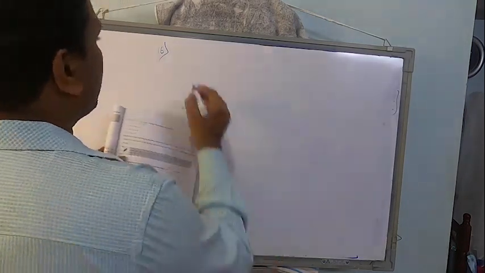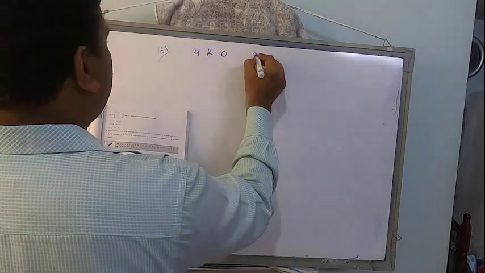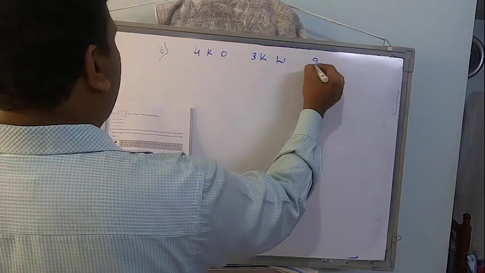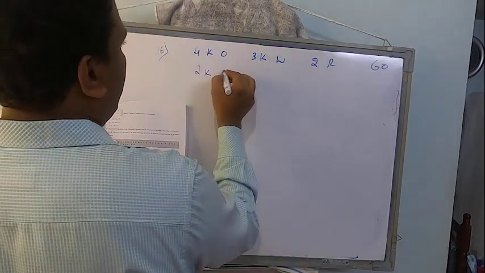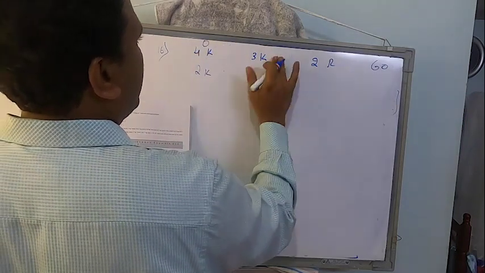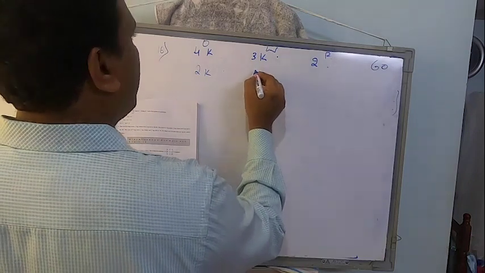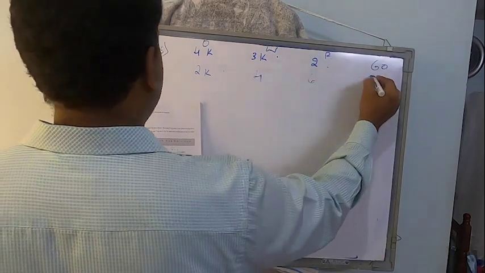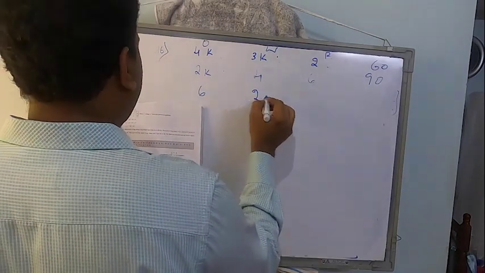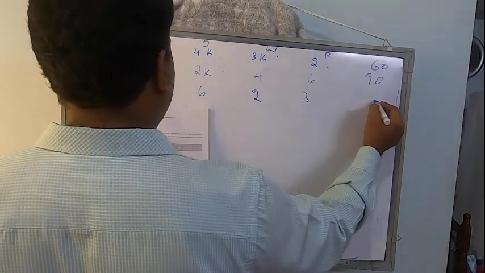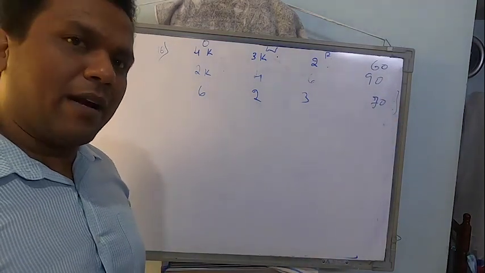Okay, fine. So they said that 4 kg of onion, then 3 kg of wheat and 2 kg of rice will cost me 60. There are 3 things actually: onion, wheat and rice. Then 2 kg of onion, 4 kg of wheat and 6 kg of rice will cost me 90. Then the next, 6 kg of onion, 2 kg of wheat, 3 kg of rice will cost me rupees 70. Find the cost of each per kg by matrix method.